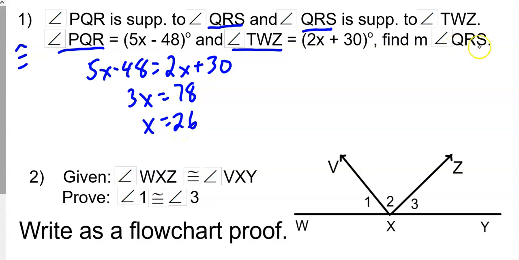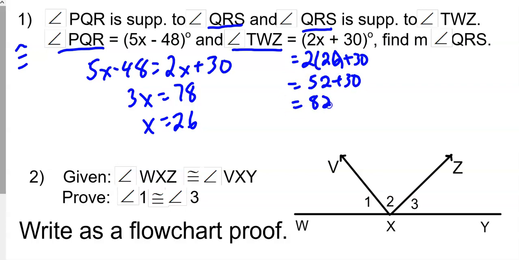We're looking for angle QRS. Well, if we plug 26 back into one of these, I'll just do it here: 2 times 26 plus 30, so that's 52 plus 30, which gives us 82. But we know QRS is supplementary to that, so they have to add up to 180, so that's going to give you 98 degrees for angle QRS.